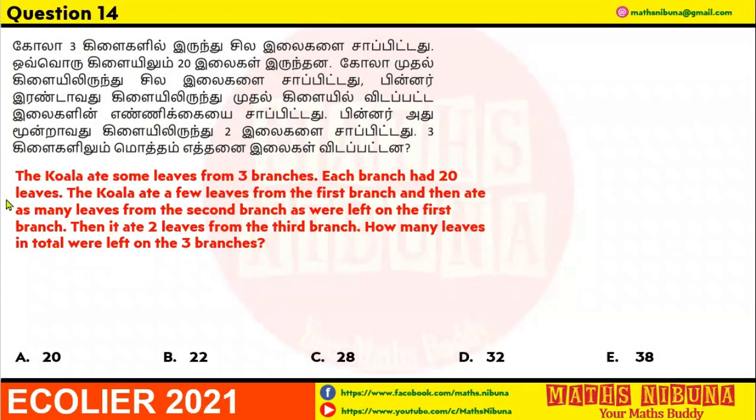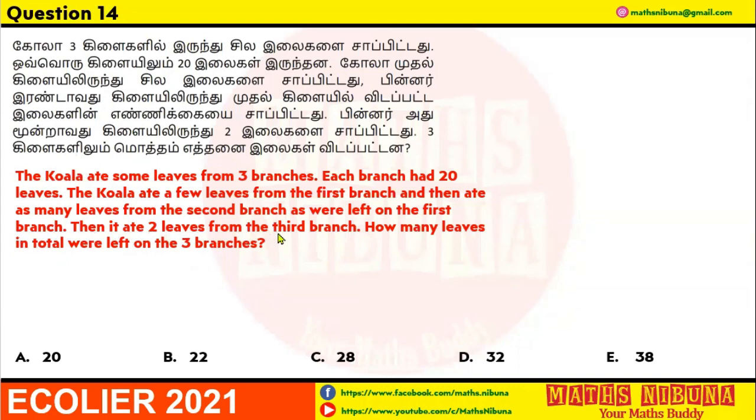Okay, question number 40. The koala ate some leaves from 3 branches. I saw the same question in the previous level, pre-Ecolier, but that was a little easier, and yours is a bit tougher. Each branch has 20 leaves. If the koala ate a few leaves from the first branch, then he ate as many leaves from the second branch as were left on the first branch.